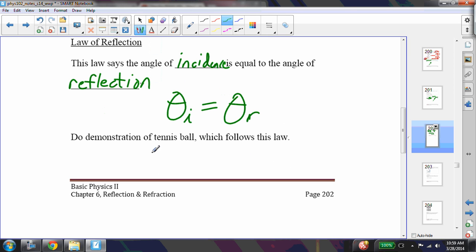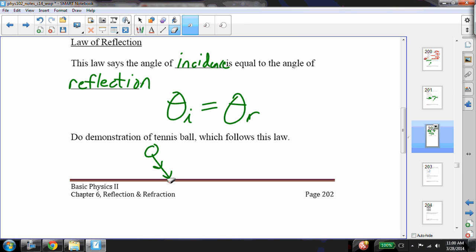You can do this with a tennis ball. Go home, take a tennis ball, and bounce it off of the ground. You throw it at a certain angle on the ground, and then it's going to bounce up at a certain angle. You can try this if you like. Then you bounce the object. This would be our theta I, and this angle is our theta R. And our incident angle is always equal to our reflected angle.